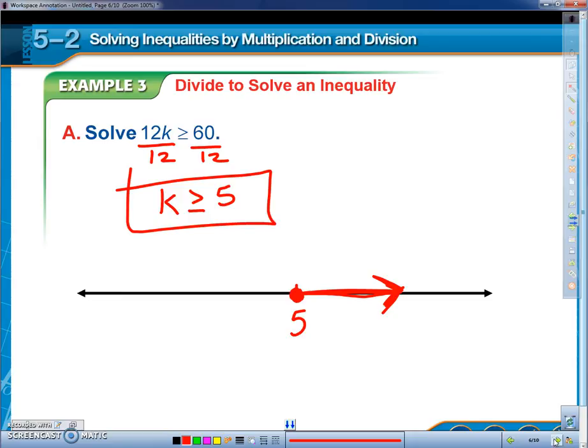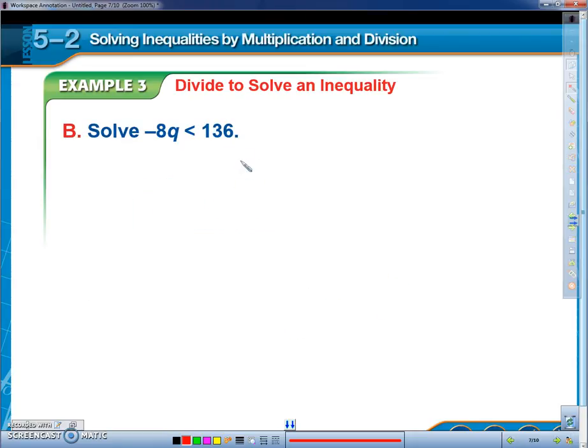Now we're going into dividing again, but this time we're dividing by the -8. Remember our rule: if we divide by a negative, we're going to flip the sign. It's going to go from a less than to a greater than. So we have Q is greater than, this time negative, because a positive divided by a negative is a negative. 136 divided by 8 is 17. So Q is greater than -17.